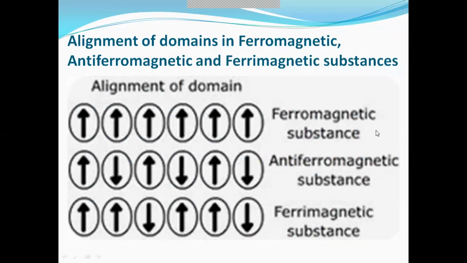This is the comparison of 3 different substances: ferromagnetic, antiferromagnetic and ferrimagnetic. Again, the same thing is seen. In ferromagnetic substances, all domains are seen in upward directions. In antiferromagnetic, an alternate compensatory arrangement of domains is seen. In the last one, the ferrimagnetic substance, not exactly compensation of each magnetic dipole is seen. The net dipole moment is not equal to 0. Therefore, magnetic moment is observed in ferrimagnetic substances.